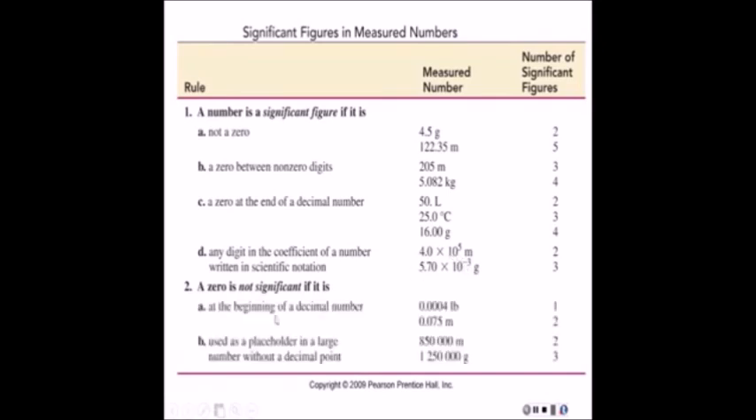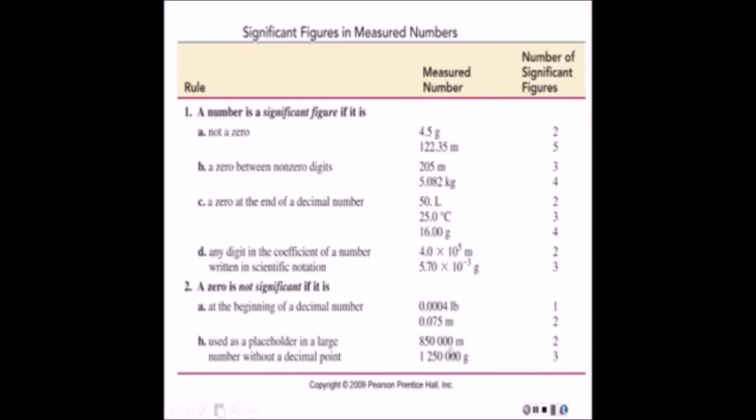And the last rules, see, at the beginning of a number. So if zeros begin a number, those zeros are not considered to be significant. They just needed to write the number. So the one significant figure here is the number 4. The 7.5, that's 2 significant figures.